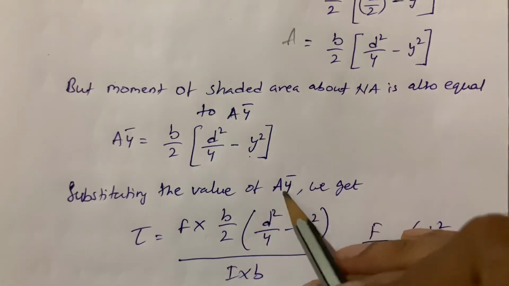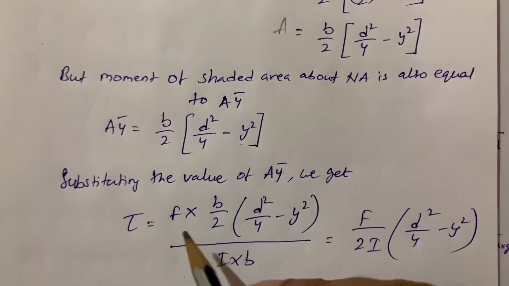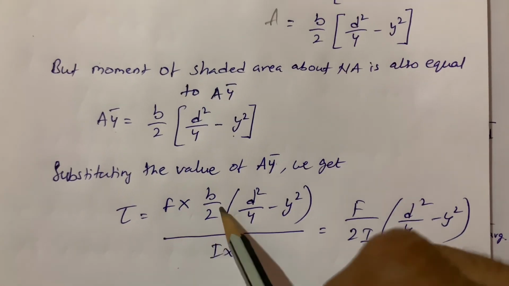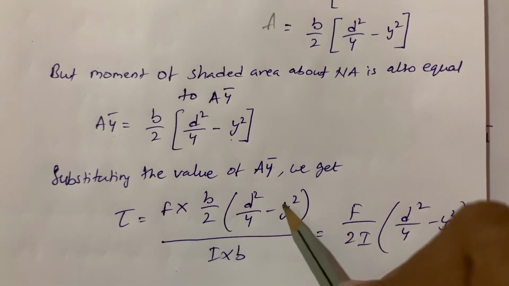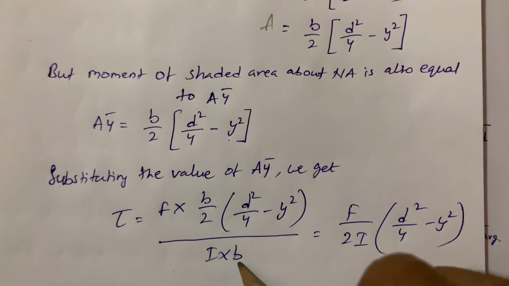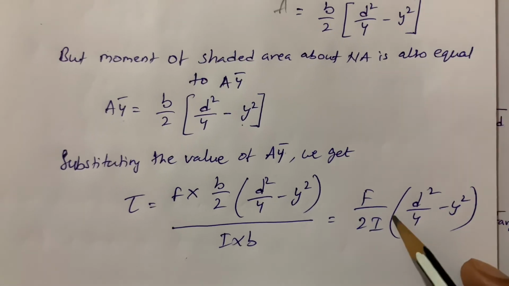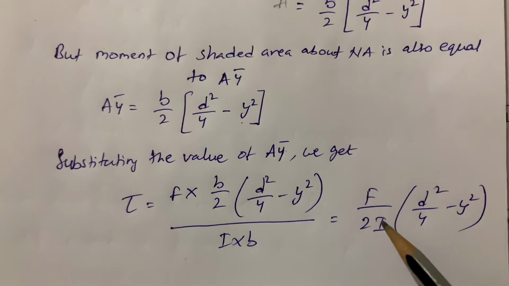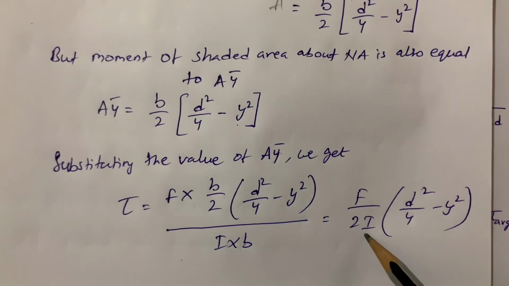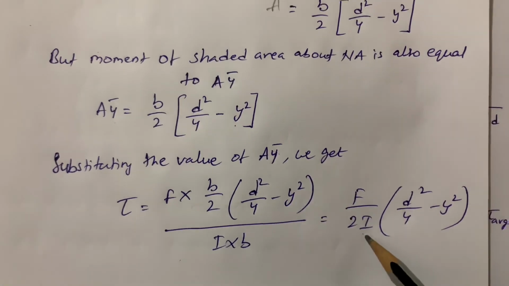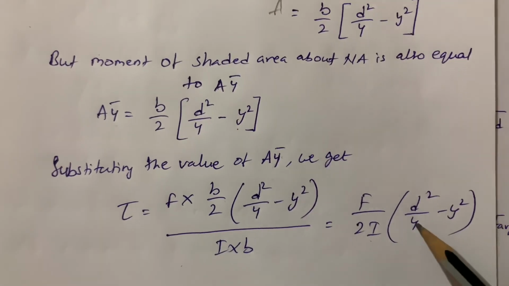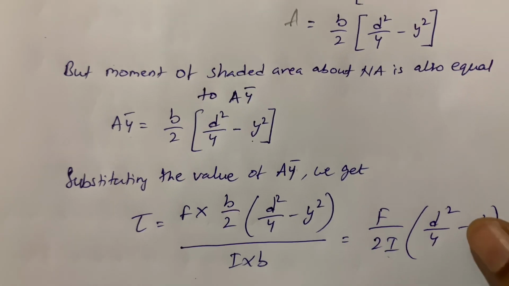Substituting the value of A y bar, we get tau equal to F into A y bar by I into b. So ultimately, the shear stress distribution in a rectangular section is tau equal to F by 2I into d square by 4 minus y square. I hope you understood this.